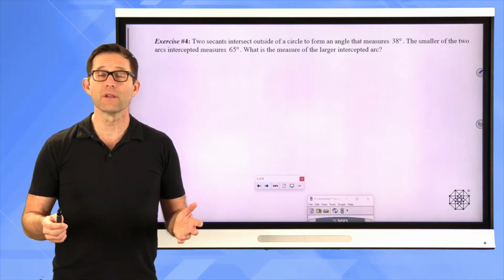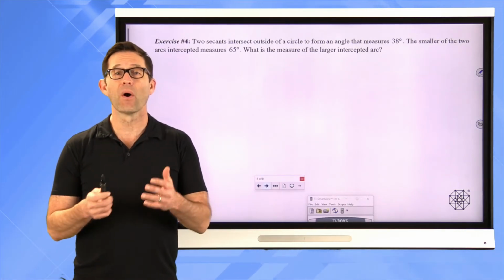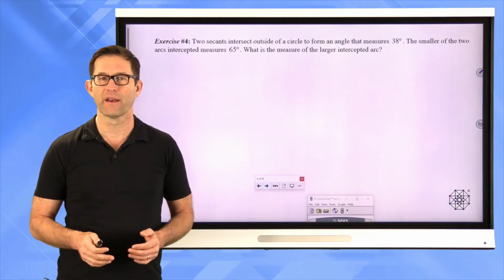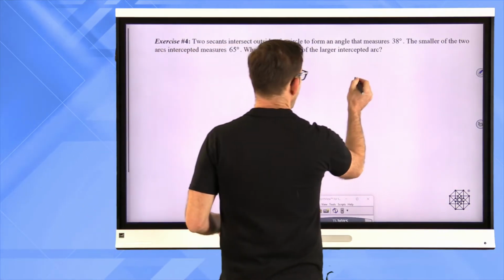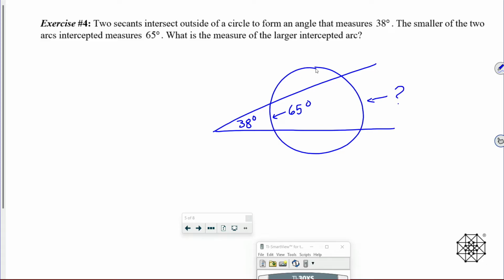All right, so this one's a little bit more challenging, not only because we don't have a picture, but also because it's not a direct sort of plug and chug into the formula kind of thing, right? But first, let's take a look at what we have. We've got our circle, and we've got two secants, and we know that the angle formed by the two secants measures 38 degrees. We also know that the smaller of the two arcs that's intercepted is 65 degrees, and what we want is the measure of the larger arc.